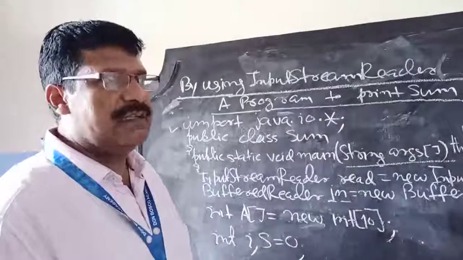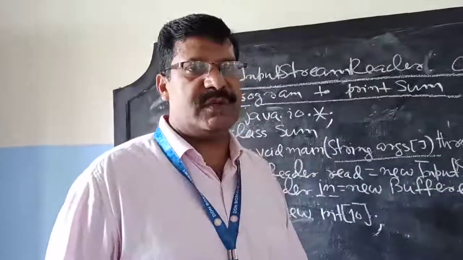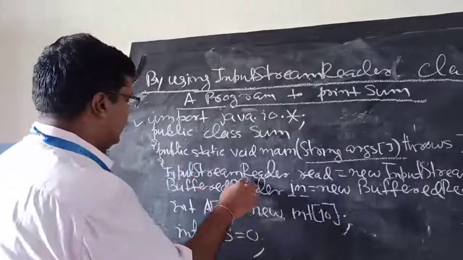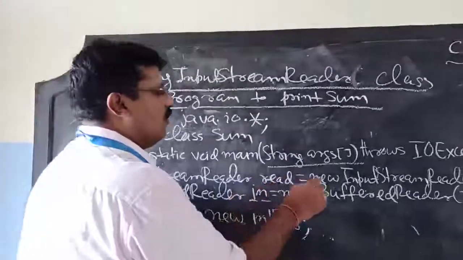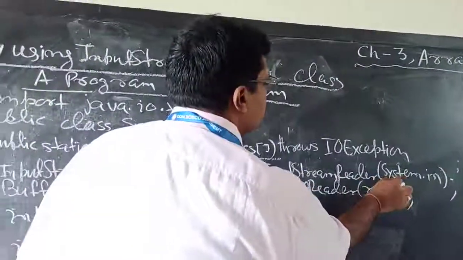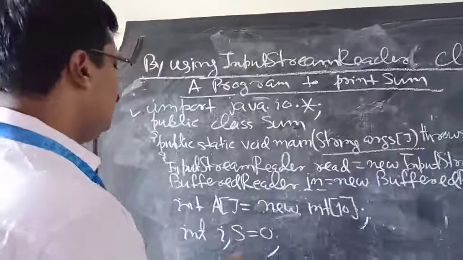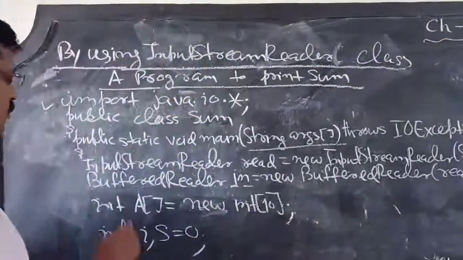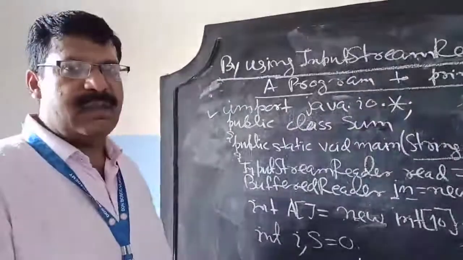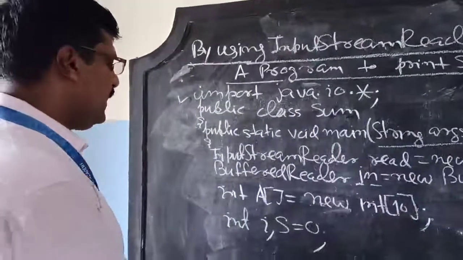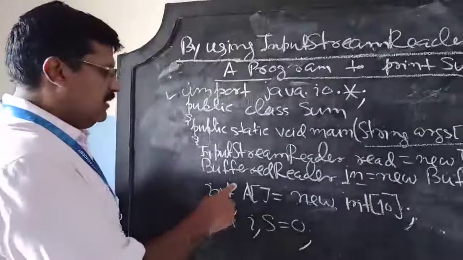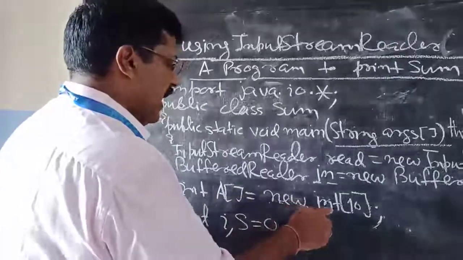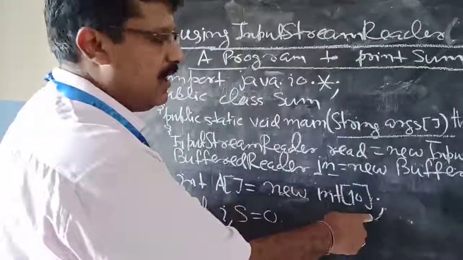Then, as you declare the Scanner class like Scanner in = new Scanner(System.in), in the same way we have to write InputStreamReader, no space in between, read = new InputStreamReader(System.in). Second line, BufferedReader in = new BufferedReader(read). So these two lines you have to write to allocate the memory in the computer. Then declare the array: data type int, blank space, array name A, square brackets, equal to new, again the same data type int, and the size of the array is 10.